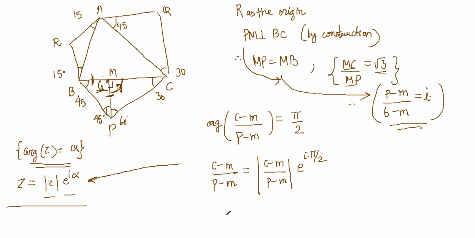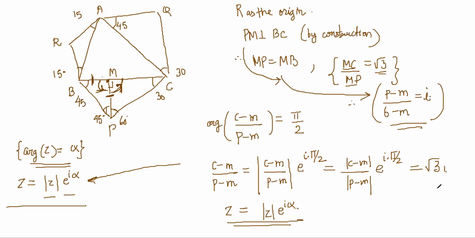Correct. This is writing basically Z is equal to this. This is a correct statement, yes. So now thankfully I know the ratio of mod of C minus M and P minus M, because the MC by MP ratio is √3, no? This becomes mod of C minus M by mod of P minus M into e power iπ/2. This becomes √3 into i, right? Yes, because √3 is the ratio of the mods.